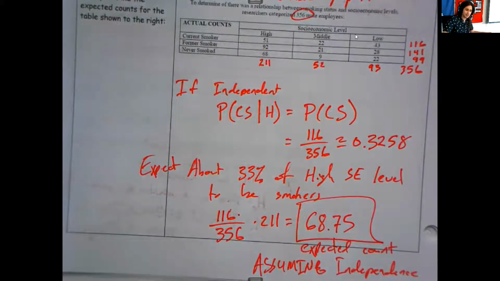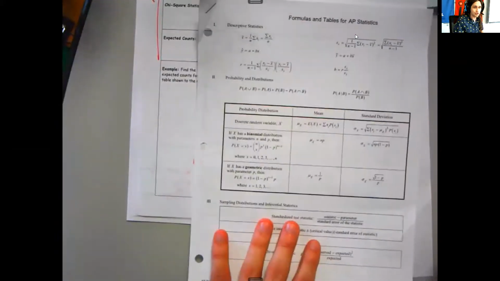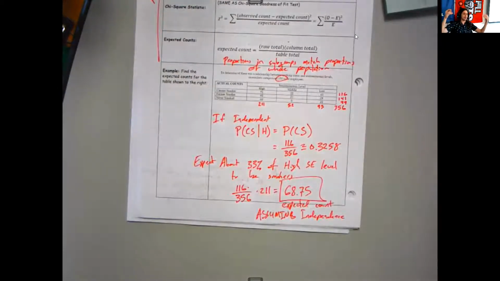That is not something that's on your formula sheet. Looking at your formula sheet for chi-square, you do not see that formula on here. So you need to know expected counts. The expected counts for the chi-square distribution come from the assumption that the proportions of the whole group match the proportional breakdown of the subgroup. That's the idea there for independence.